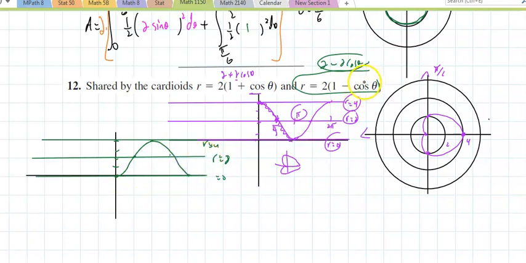So since this is x and it's all positive, there's no inner loop, and it's going to be wrapped around the negative x-axis, so the heart shape looks more like this. This is 2 pi. This is pi. This is pi over 2.